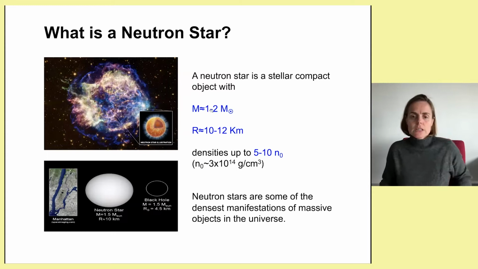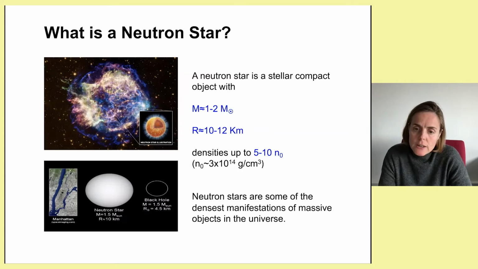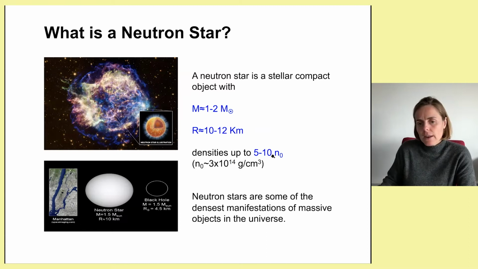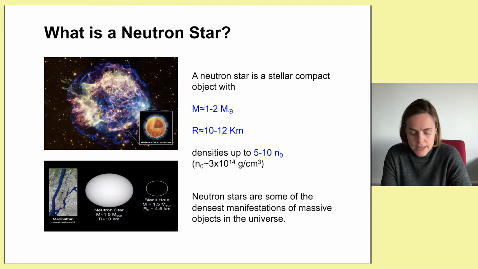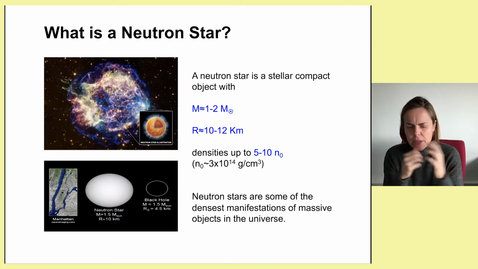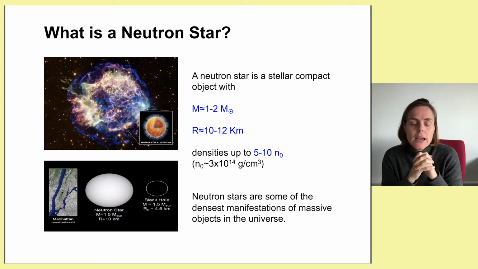If you do this mass and radius, mass divided by volume, you will find that we are talking about mass densities of the order of 5 to 10 in units of what is called nuclear saturation density. The nuclear saturation density is the average density inside a nucleus. I think I mentioned on Friday that the average distance between two nucleons is around 1 to 2 Fermi. If you translate this into particle density, it means a value maybe familiar for some of you, which is 0.16 to 0.17 Fermi to the minus 3.